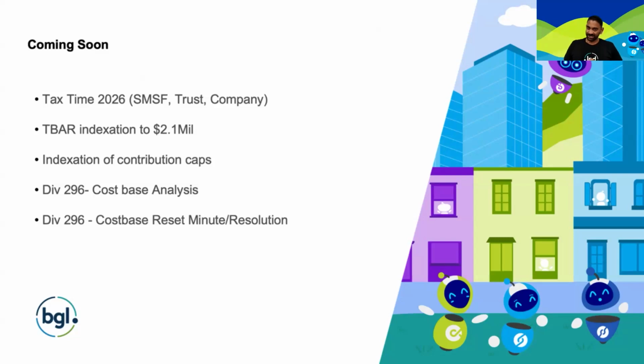We have indexations of both transfer balance cap and contribution caps, as well as we're going to start off with some of the Division 296 documents that you'd need to make that decision in terms of whether or not you're going to reset the cost basis for these assets come 30th June of this year. So just to help with that decision-making process, we want to have those documents available for you as well. So that's what's coming up after today's release, the next release. So stay tuned for those.